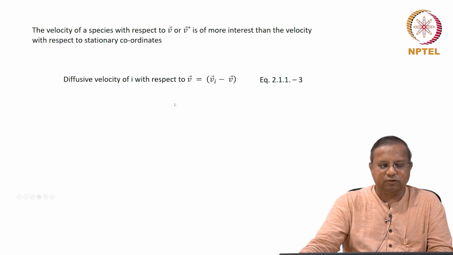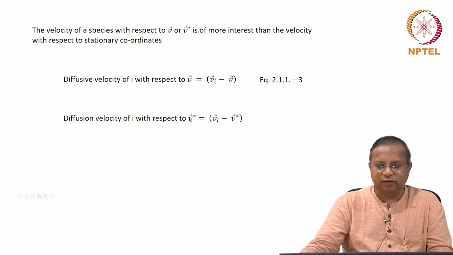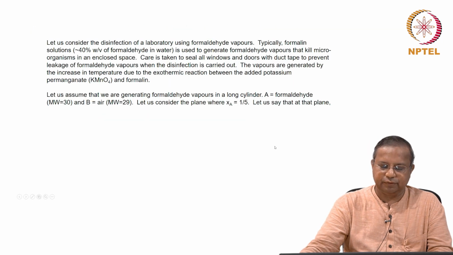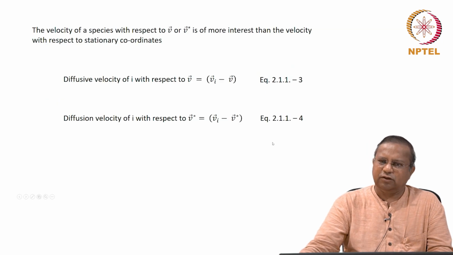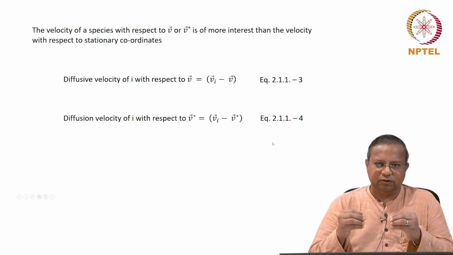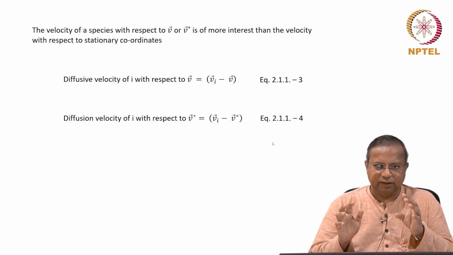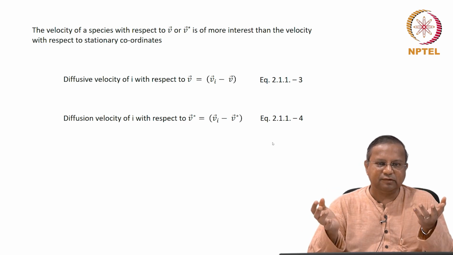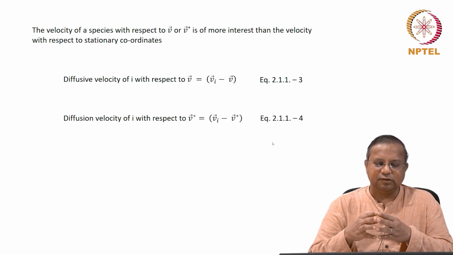2.1.1-3, and you could also have the other one, the diffusion velocity of I with respect to V star. This is with respect to V and this is with respect to V star, V I minus V star, one on a mass basis, the other one on a molar basis. 2.1.1-4. Okay. This is pretty much what we need to be able to start making fundamental sense of movement in a system of interest to us.